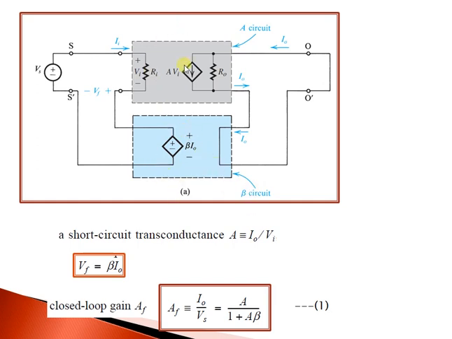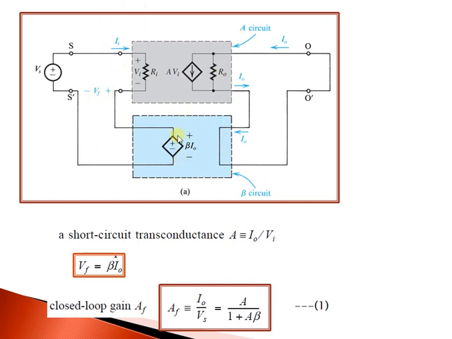The A circuit has an input resistance denoted by Ri, a short circuit transconductance A which is given by I0 divided by Vi, and an output resistance R0. The beta circuit samples the short circuit output current I0 and provides a feedback voltage Vf, and Vs minus Vf appears in the series input loop.